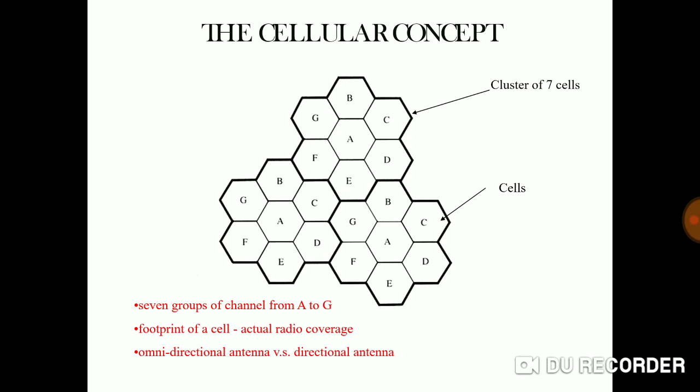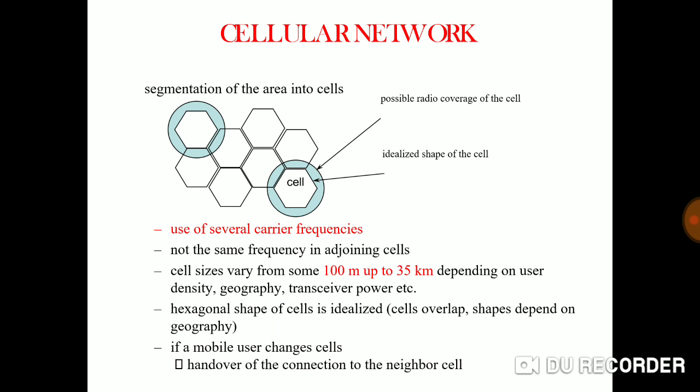Then we move into the cellular concepts. The first one is cellular frequency reuse. Here, reuse simply explains that the frequency can be reused whenever the base station or a cell is an unused one. In order to overcome congestion, we are also segmenting the coverage area. Here we use several carrier frequencies, not the same frequencies in the adjoining cells.